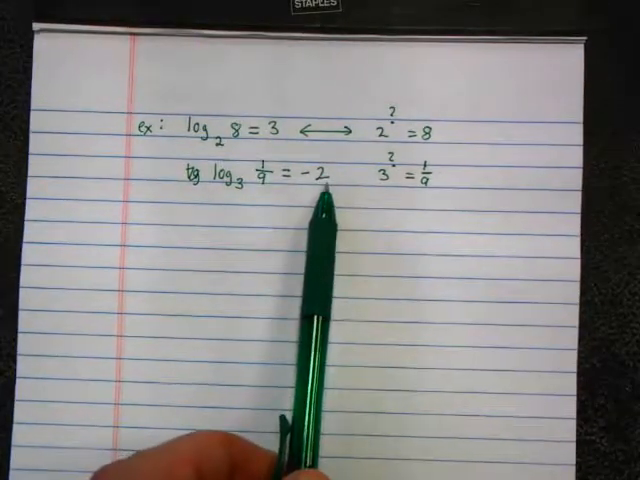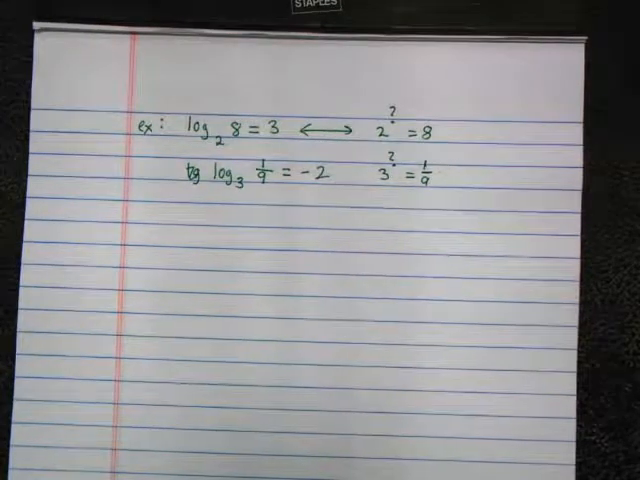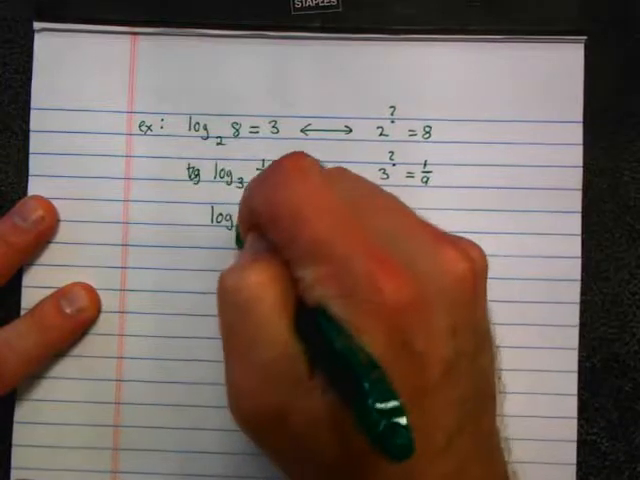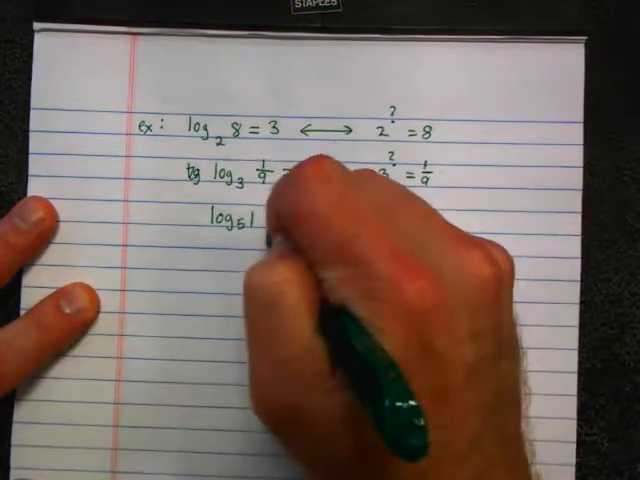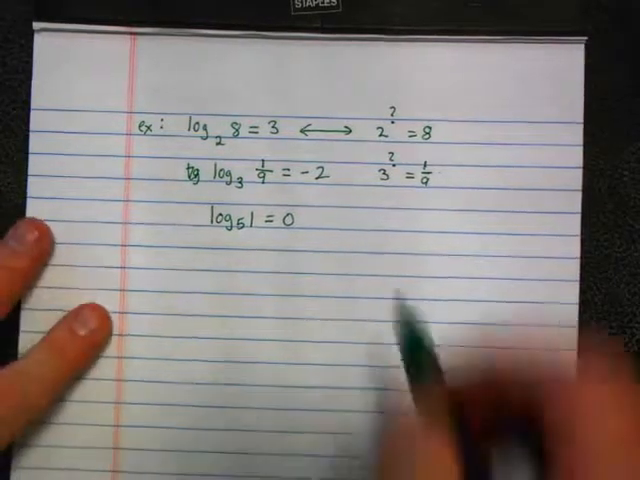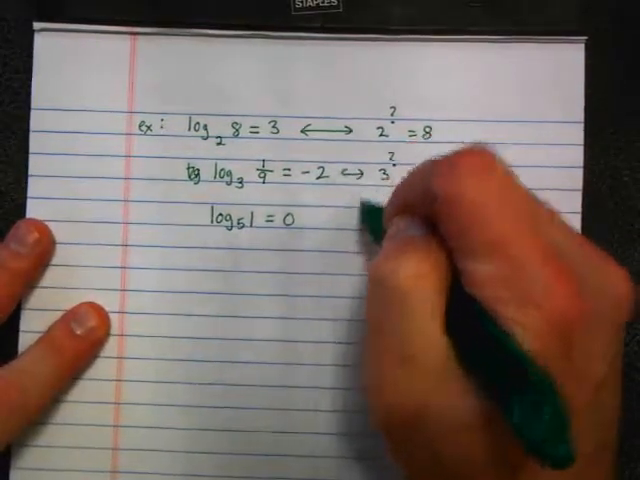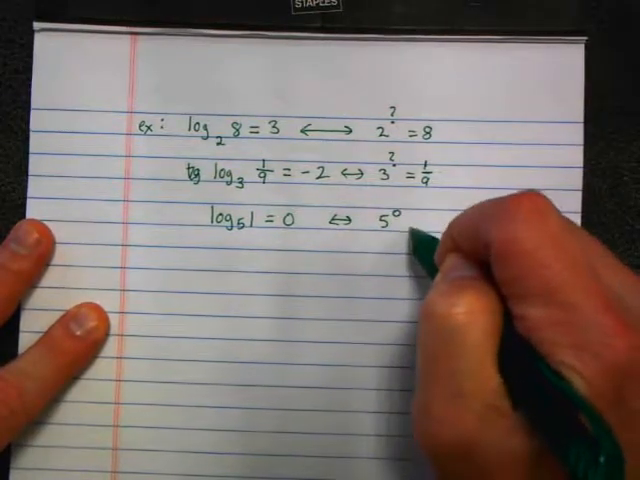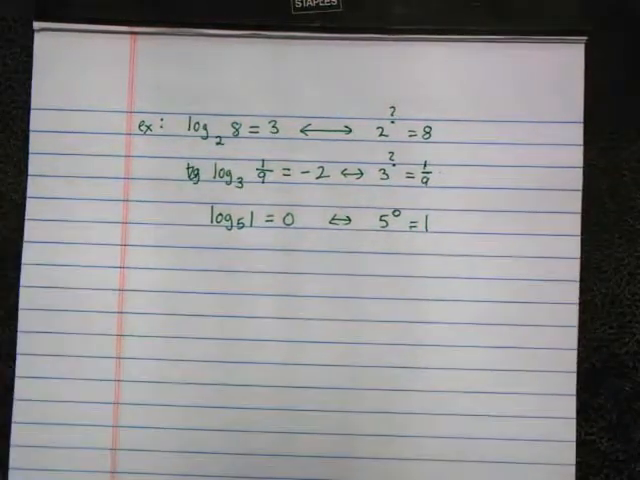Range can be negative numbers. And then we got 0 by doing something like this. Log base 5 of 1 is 0. Why is log base 5 of 1 equal to 0? Because that's the same as saying 5 to the 0 power is 1. And anything to the 0 power is 1 except for 0. And we said 0 to the 0 is undefined.